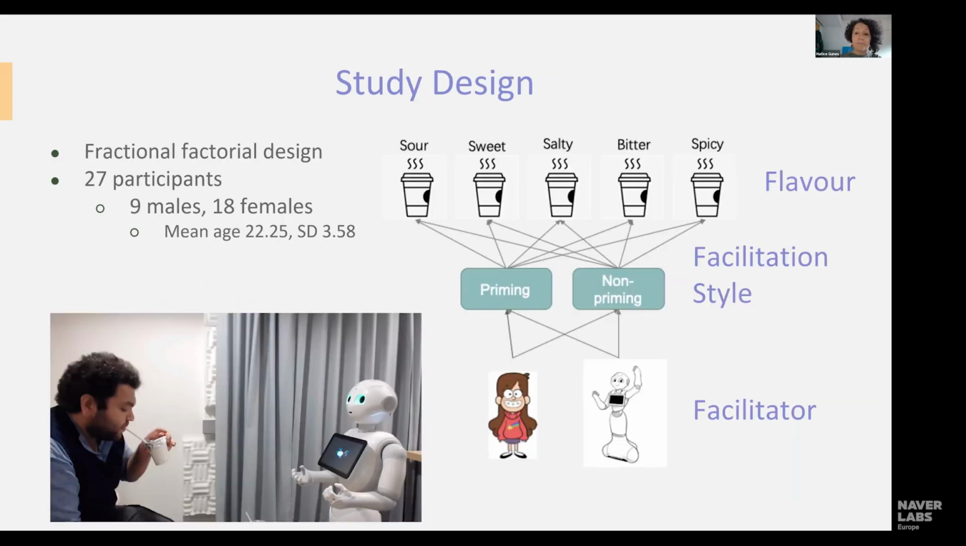So we considered 3 independent variables in our study. So it's flavor: sour, sweet, bitter, spicy, and salty. And then facilitation style is either priming or non-priming, which means we tell the person in advance whether they're going to be tasting a sweet drink, or we don't tell them and just tell them to taste this drink. And then the facilitator is either a human or a humanoid social robot. So this leads to a fractional factorial experimental design with 27 participants, and we had 9 males and 18 females. And in the figure, you can see how they were tasting it.